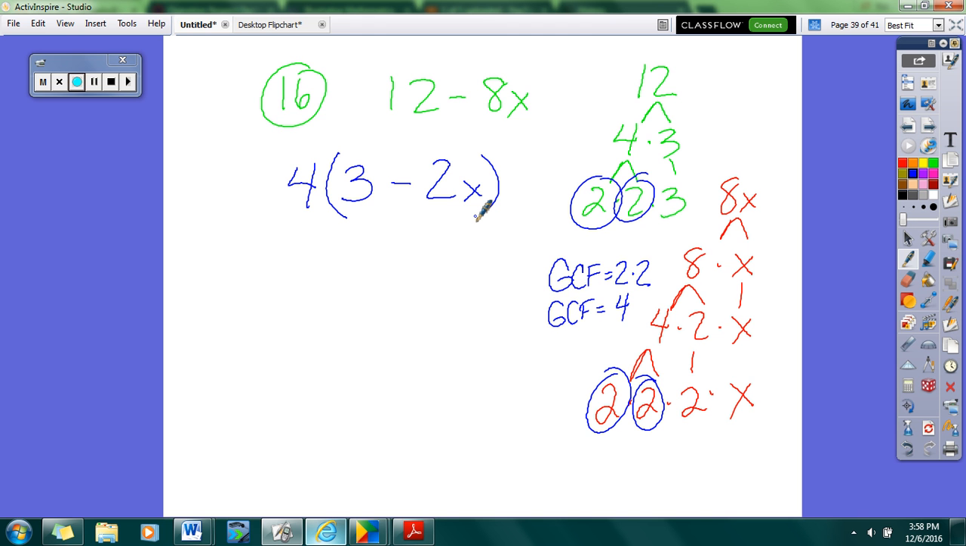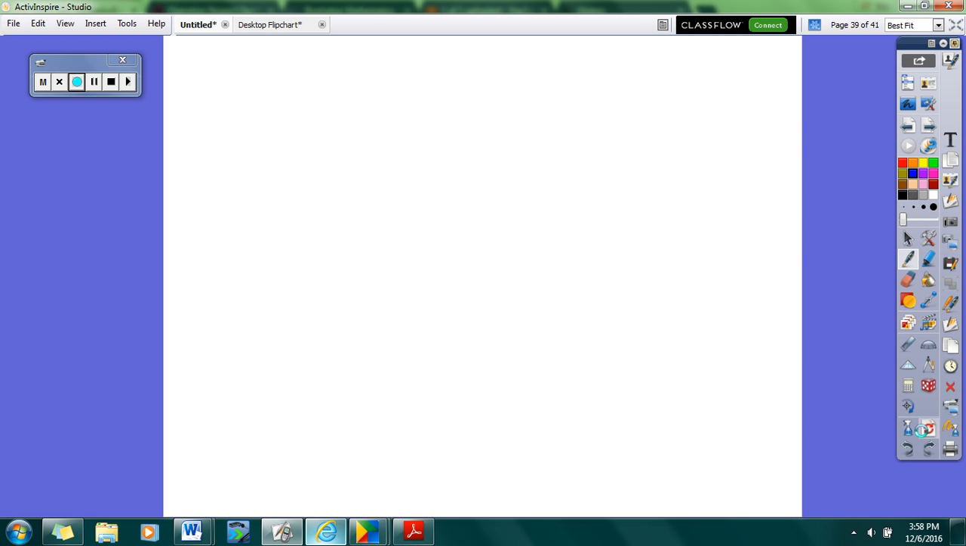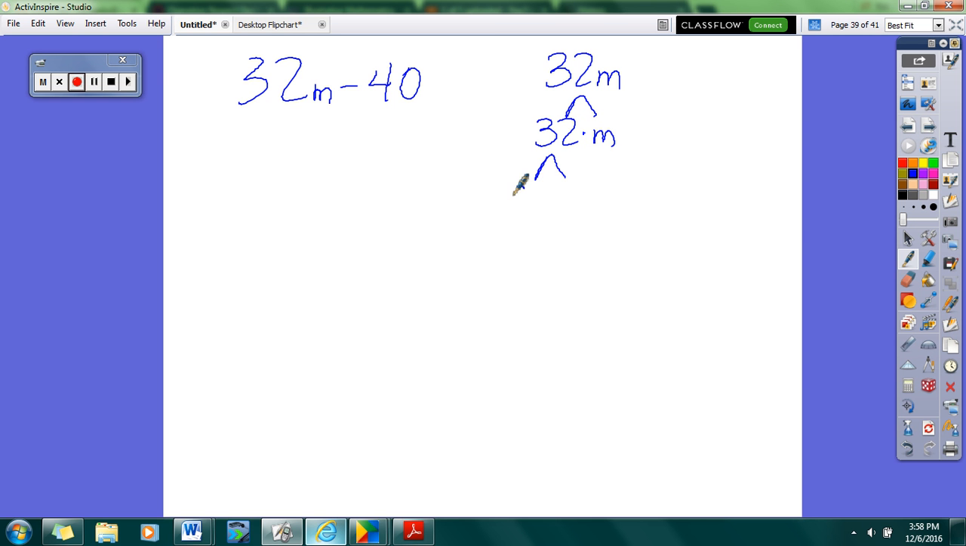Okay? Let me do one more subtraction problem with you guys. Let me do number 20. So I'm going to go down to number 20. So I'm going to have 32m minus 40. So the first thing I'm going to do is do 32m. I know that's 32 times m. Then, you could break this up whichever way you feel most comfortable. I'm going to break it up in 8 times 4. Then I'm going to break this up into 4 times 2 times 2 times 2 times m.